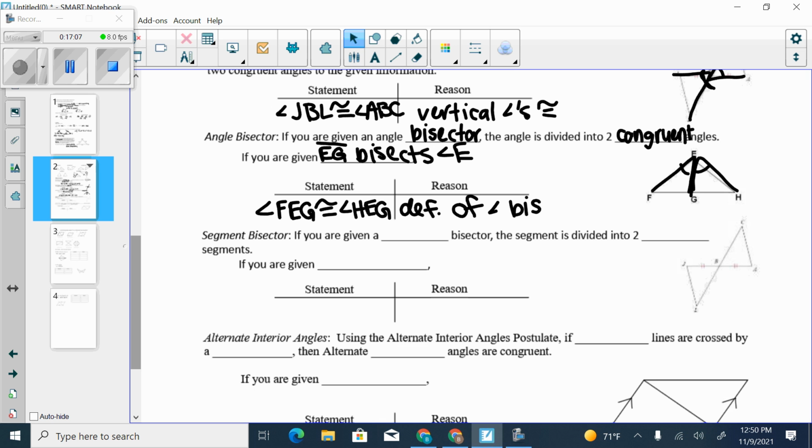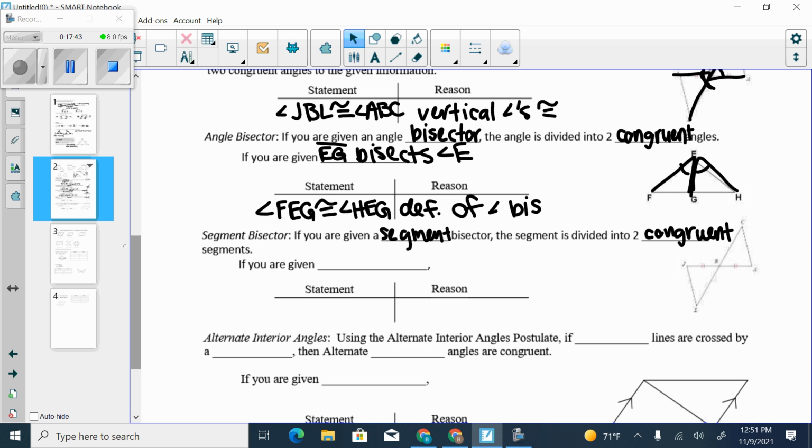We kind of talked about these all the way back in Unit 1, when we talked about how you come up with that line that would cut a segment in half. But if we already know that an angle bisector is something that cuts an angle in half, we obviously also know that a segment bisector is just something that cuts a segment in half. So, if you are given a segment bisector, then you know that that segment has been divided into two congruent segments.